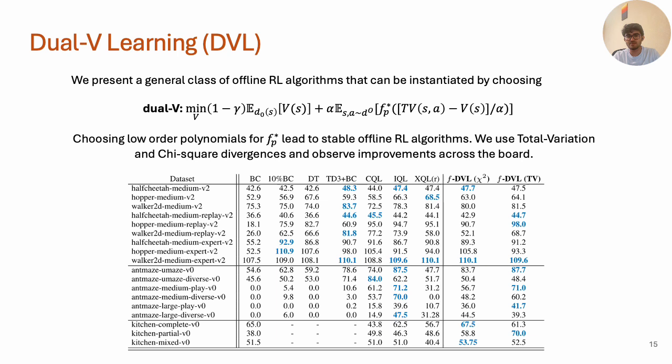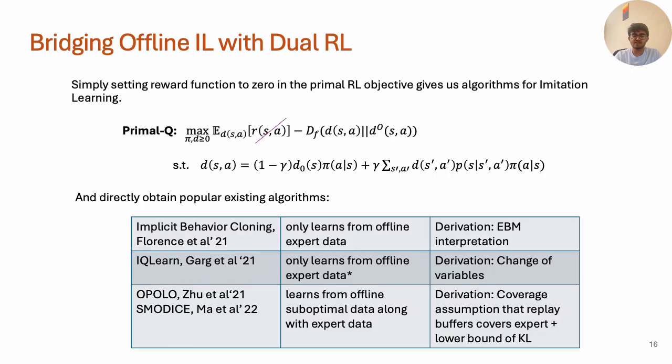We observe across-the-board improvements with these algorithms using TV and chi-square divergence, and we call the family of algorithms dual V learning. Interestingly, from the perspective of dual RL, there is not really any difference between imitation and reinforcement learning. Simply setting the reward function to 0 gives us the imitation learning objective, and all previously derived methods follow again with reward function equal to 0. We can see that some recent algorithms, notably implicit behavior cloning and IQLearn, are just dual methods in disguise.